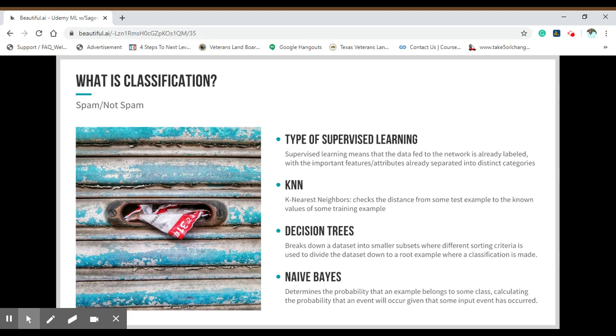We also have decision trees. Decision trees are a type of ensemble method, and it breaks down a data set into smaller subsets where different sorting criteria is used to divide the data set down to a root example where a classification is eventually made. And then finally, we have naive Bayes, and that basically determines the probability that an example belongs to a particular class.